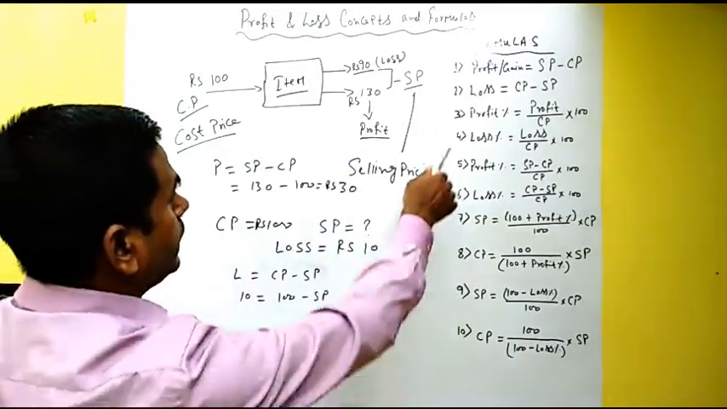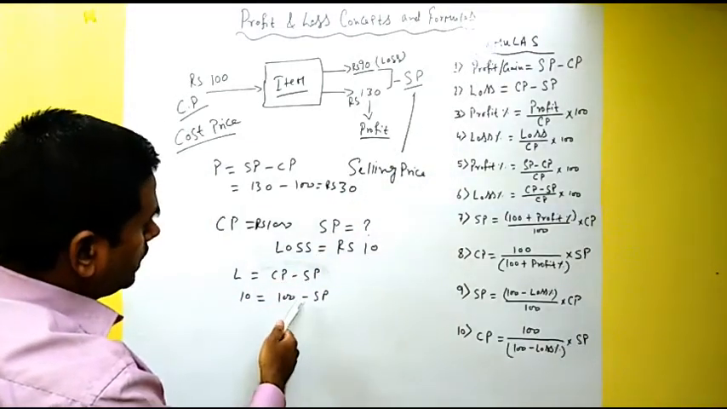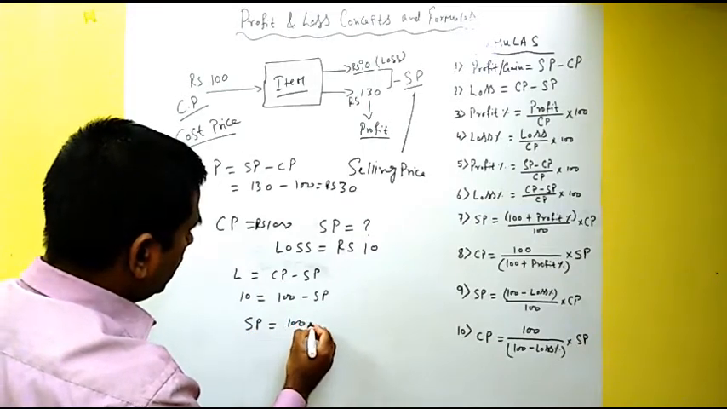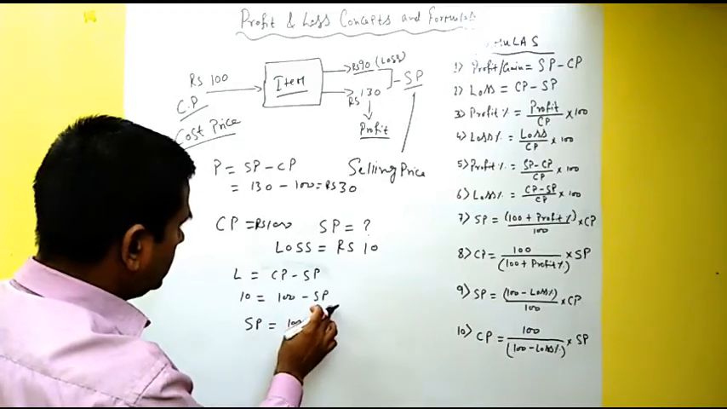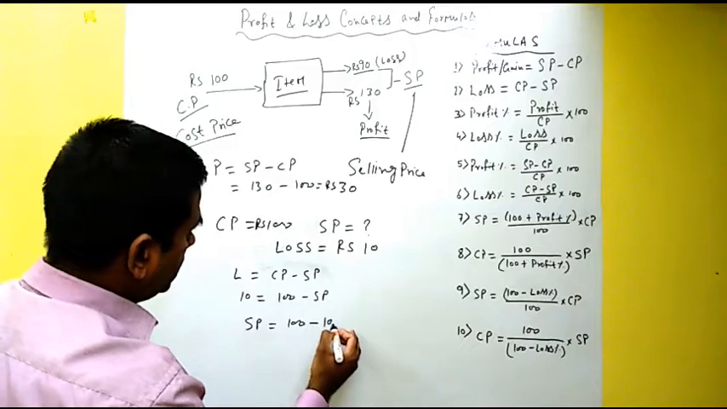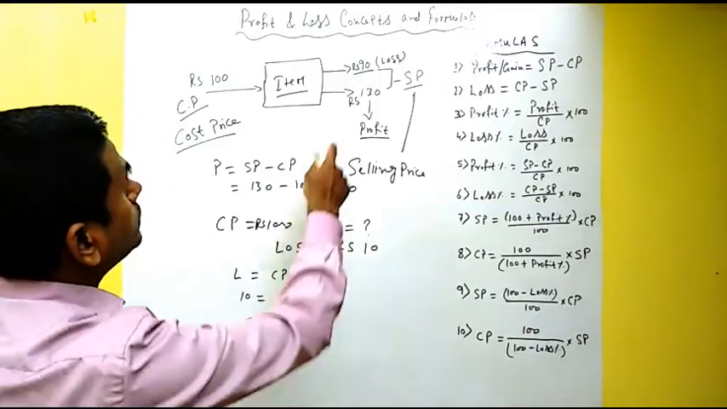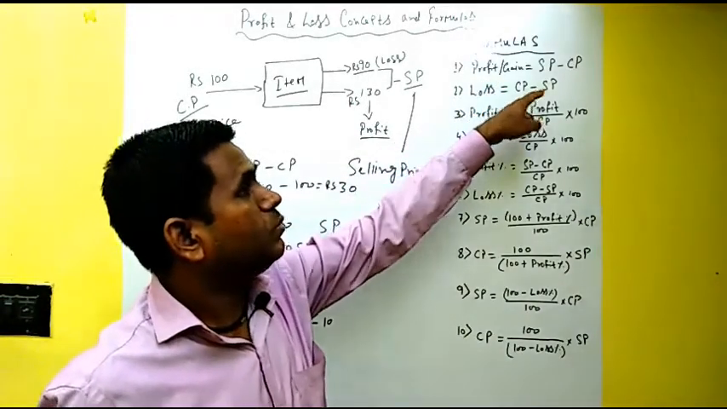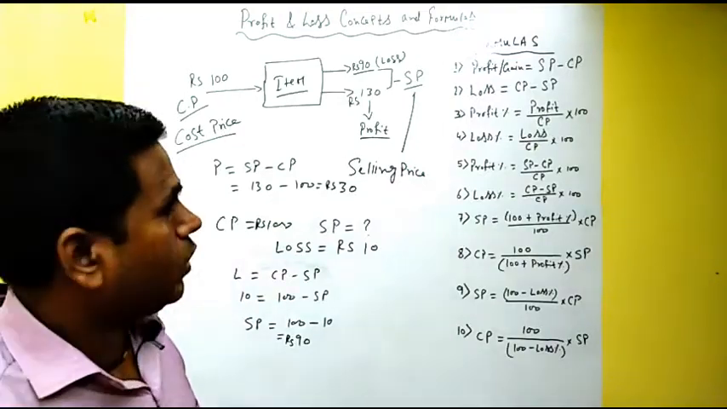Same formula, second one. And using that formula, we just have to transfer the selling price to the other side. Selling price is equal to 100, this goes to the right hand side, selling price will come to the left hand side. So 100 minus 10 will give you 90. So selling price is rupees 90. Okay. So using the first two formulas, you can find selling price, cost price, profit as well as loss.